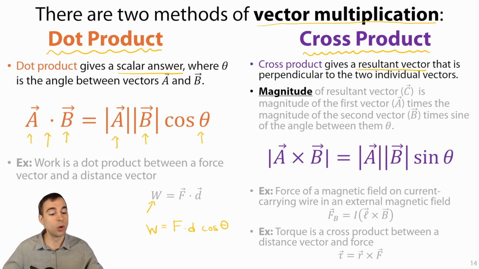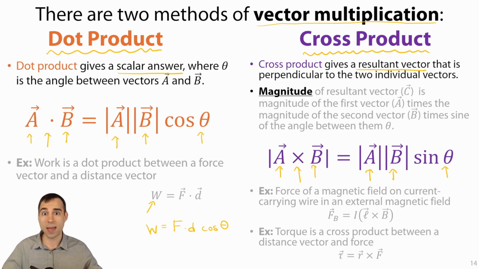The magnitude of a vector cross product can be calculated by taking our two individual vectors with a times symbol in between them, that means a cross product, and the magnitude of this would be the magnitude of the first vector times the magnitude of the second vector times the sine of the angle between those two.